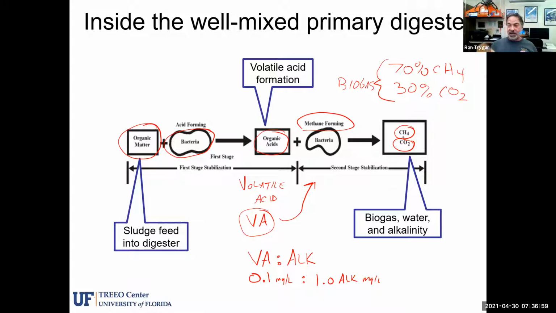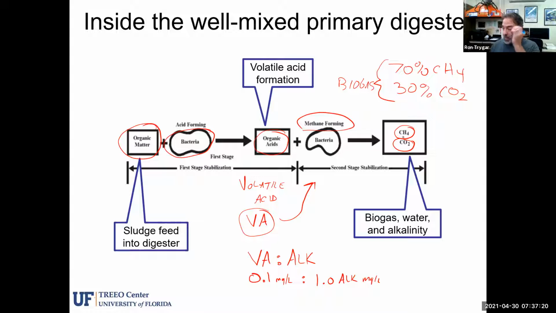Or let's just say if you have one box of this alkalinity, then we'd only want 1/10 of this acid to make that ratio. So it's quite a difference. A lot more alkalinity is needed to maintain the health of the digester. So again, this is the process control test that we use to run this facility.